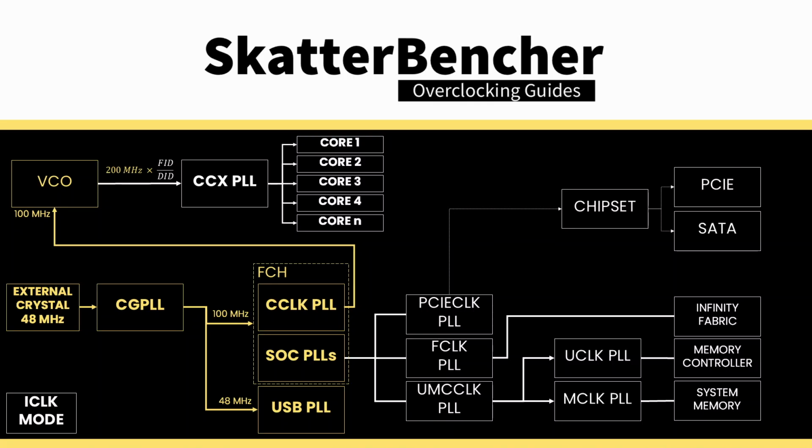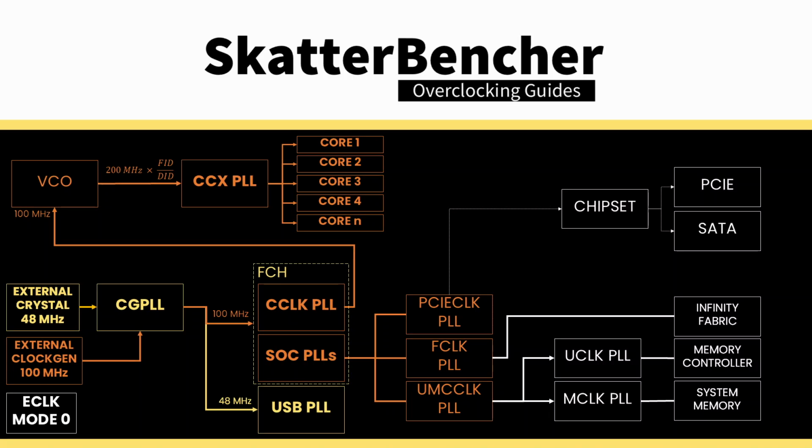The CCLK PLL 100 MHz reference clock drives the 200 MHz VCO, which is then multiplied by an FID and divided by a DID. As a whole, this provides CPU clock frequency granularity of 25 MHz. Each CCX has its own PLL, with the cores within that CCX running at the same frequency. The Shimada Peak platform supports eClock, however, only in synchronous mode, not in asynchronous mode. So that means that if we increase the eClock, it will affect all the clocks in our CPU.